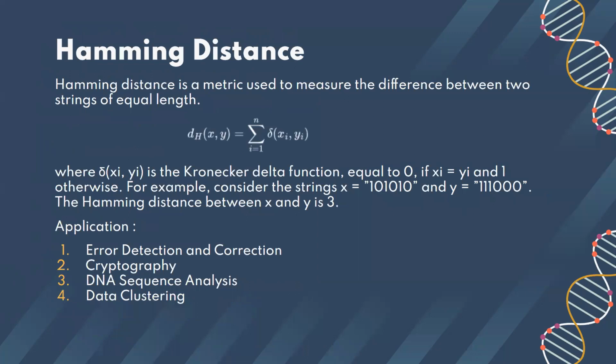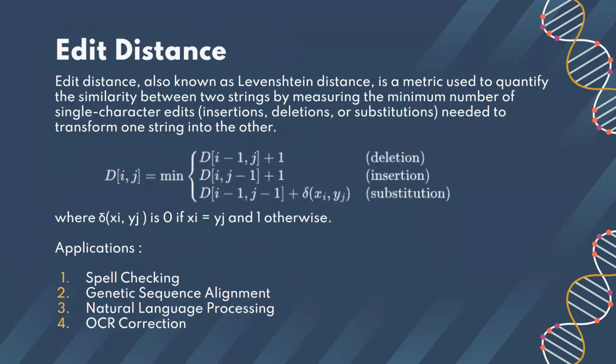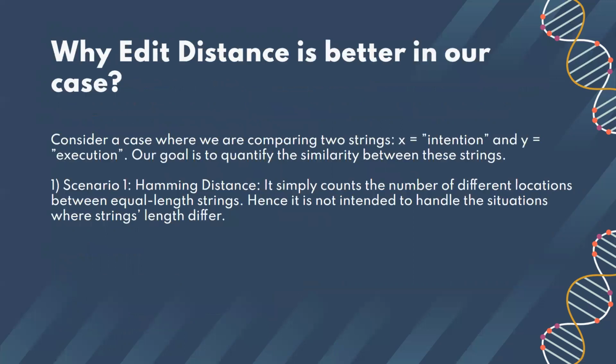Now the Hamming distance. It's the distance between two code words of the same length where just the substitution is taken into consideration. And edit distance is the distance which is the same as Hamming distance, but also deletion and insertion are taken into consideration, and the minimum distance is counted between two code words, and it can also be counted for different lengths of code words.